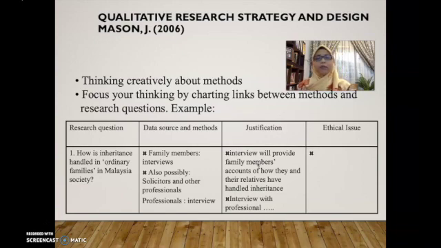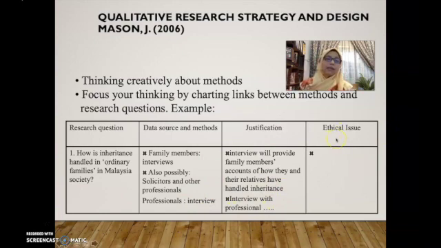So for the interview with professionals, you have to give a justification why you interview the professional as well, in order to get the answer for the research question. Okay? So in this case, the researcher believed that by interviewing the family members, they will get a valuable source, where family members account of how they and their relative have handled inheritance.